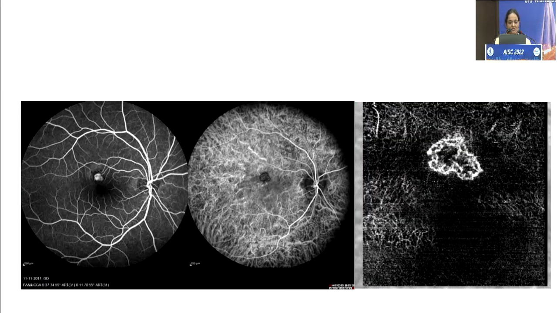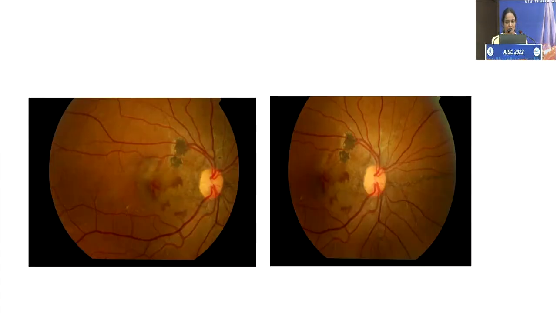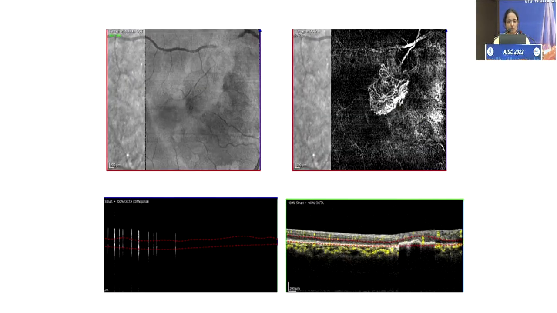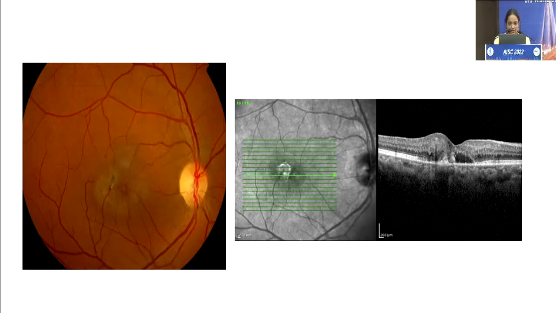So look at this wonderful image. I can find a network. I don't need an FA or an ICG. I found this network in a young patient of pachychoroid neovasculopathy. So if you recognize this picture, it's very typical of angioid streaks. These hemorrhages are possible even if there are Bruch's membrane ruptures. I did find a beautiful neovascular membrane in a case of angioid streaks.